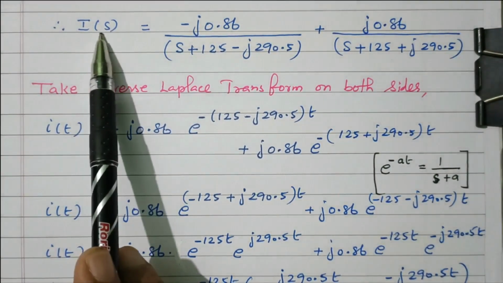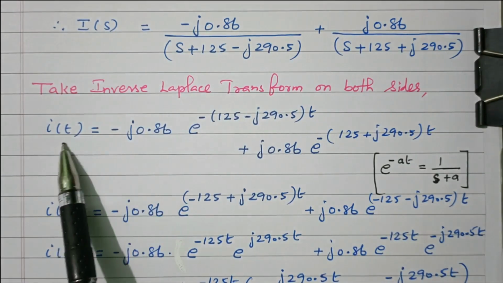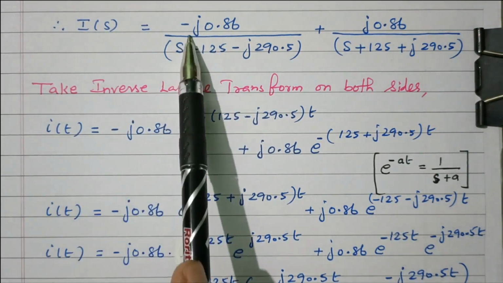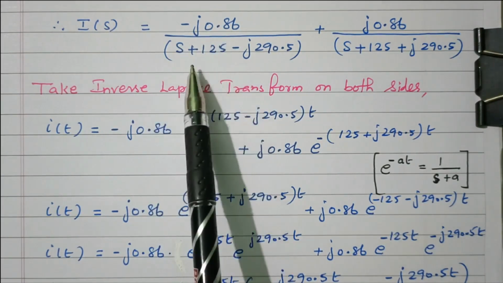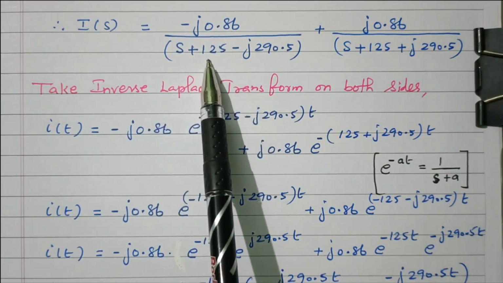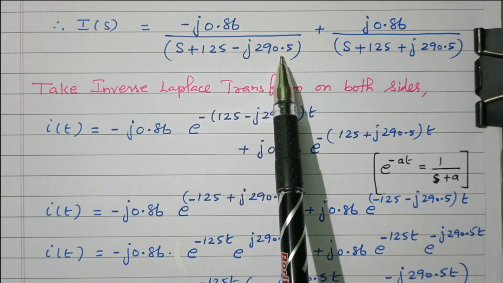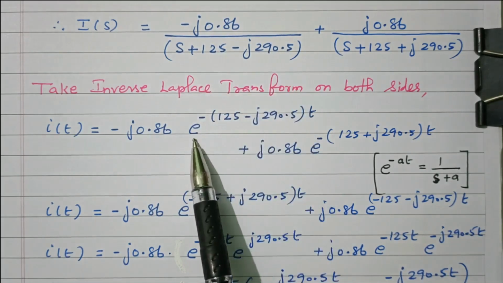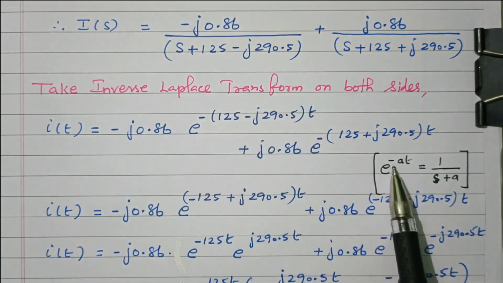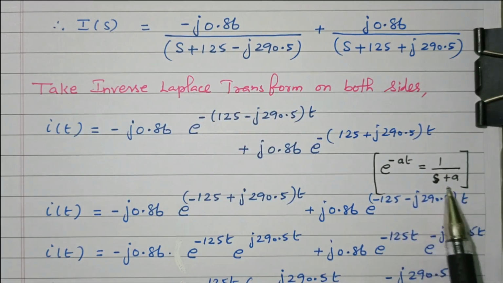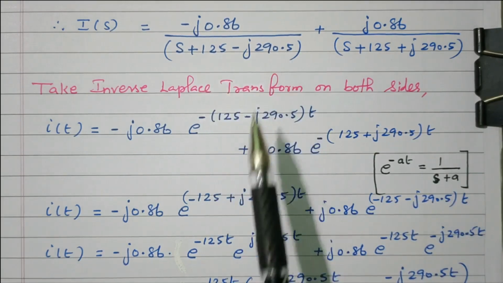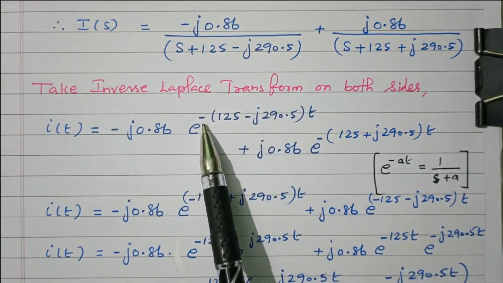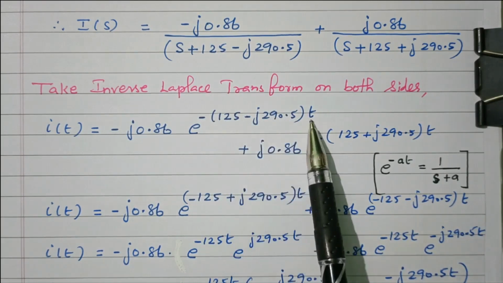So the inverse Laplace of I(s) is i(t). Minus j 0.86 is a constant. This 1 divided by s plus 125 minus j 290.5 can be written based on e power minus at equal to 1 divided by s plus a. Here a is nothing but 125 minus j 290.5, so that it is e power minus a into t.